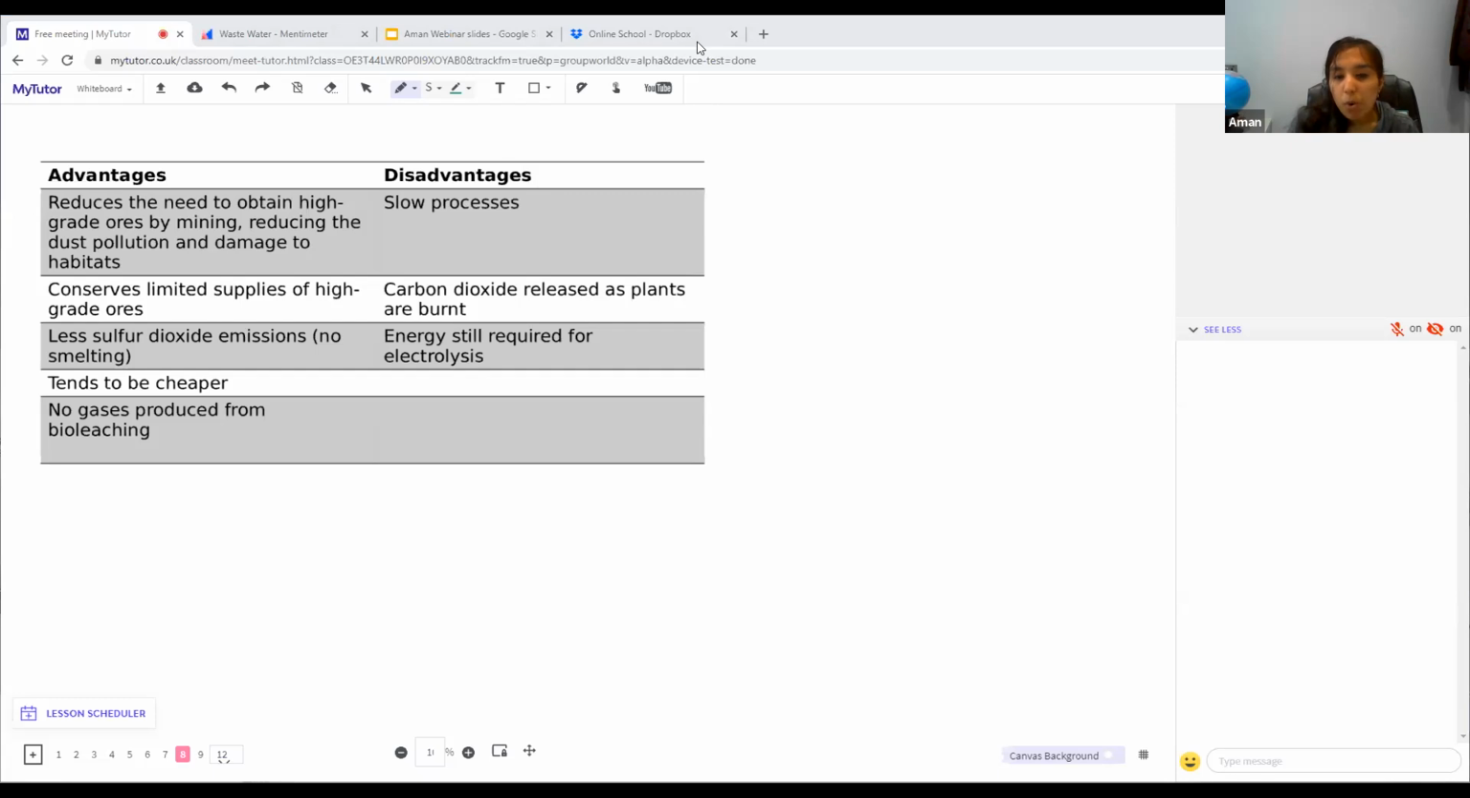Someone's saying, does the copper ore stay as copper sulfate? No, so once we've got it as copper sulfate, we will do displacement with iron to then make copper on its own. So the iron will kick the copper out of the copper sulfate to produce iron sulfate and copper, and then that copper will undergo electrolysis. But good question.